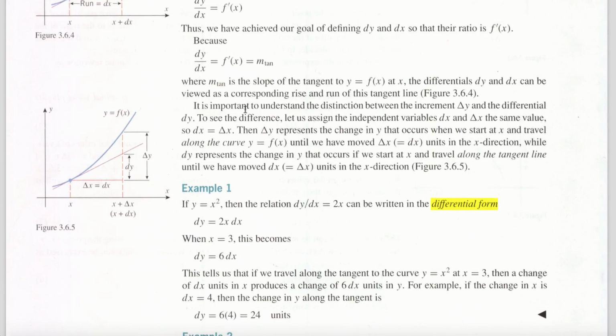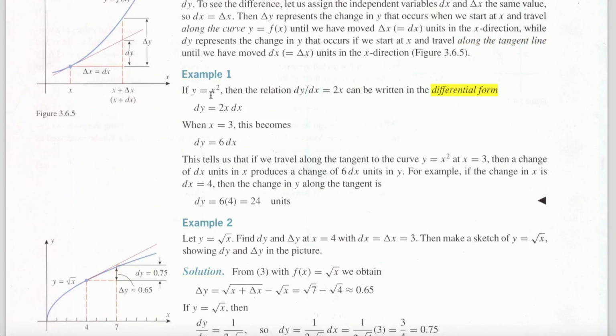Okay. It is important to understand this distinction. I'm probably going to repeat myself, but I just want to make sure that I get this point across between the increment delta y and the differential dy. To see the difference, let us assign the independent variables dx and delta x the same value so that they are the same. Then delta y represents the change in y that occurs when we start at x and travel along the curve, which would produce the slope of the secant line, until we have moved delta x, or dx units, in the x direction, while dy represents the change in y that occurs if we start at x and travel along the tangent line. And that's really the key here, along the tangent line.